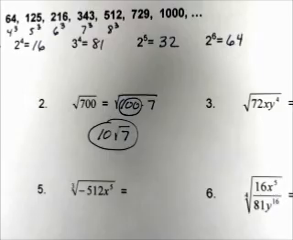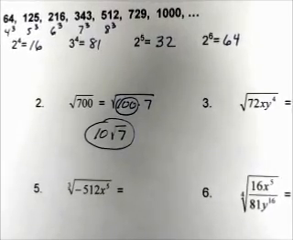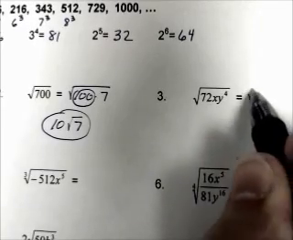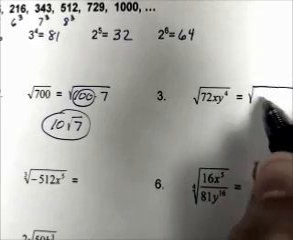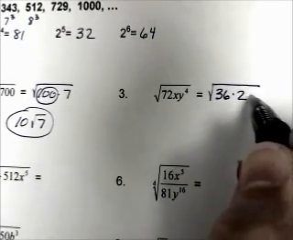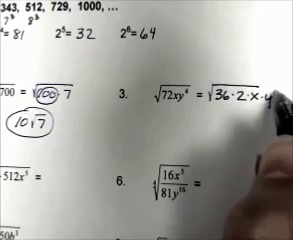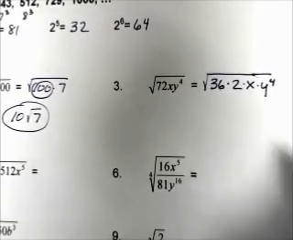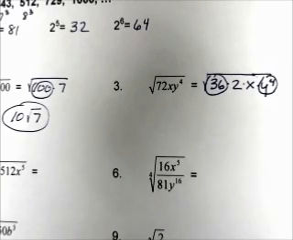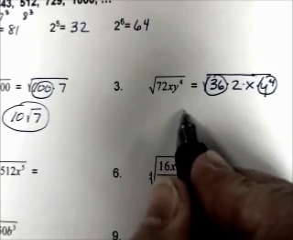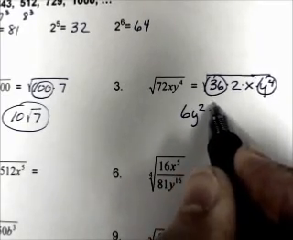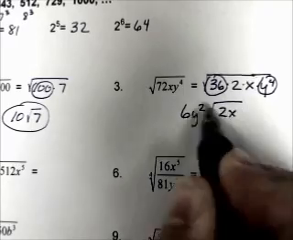Number 3, the square root of 72xy to the 4th. 72 can be factored into 36 times 2, times x times y to the 4th. 36 and y to the 4th are our perfect squares. Square root of 36 is 6. Square root of y to the 4th is y squared. And the square root of 2x remains.